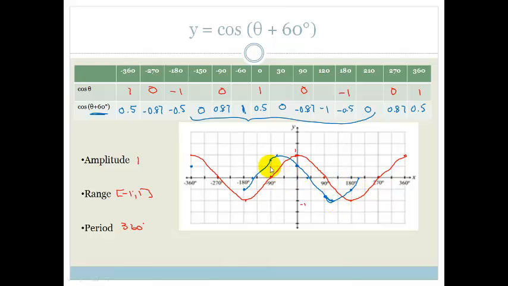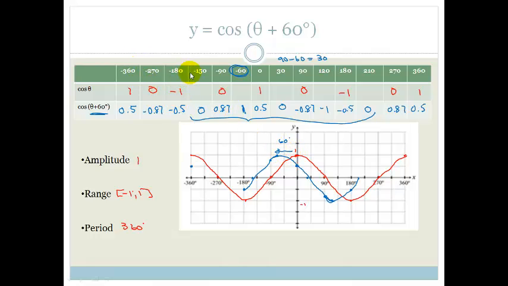Do you see that what's happening is that this graph has been shifted over? In this case, the graph has been shifted over to the left, by 60 degrees. How do I know this? Because at 0 degrees it used to be at 1, but now at minus 60 it's at 1. At 90 degrees it used to be 0, but now at 90 minus 60, which is 30 degrees, it is at 0. So this graph has been shifted over by 60 degrees to the left-hand side.